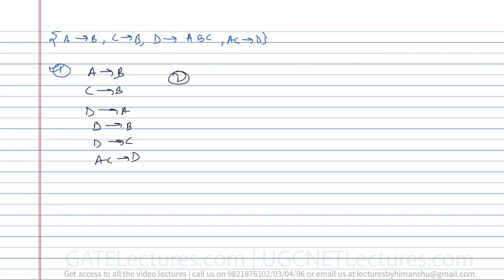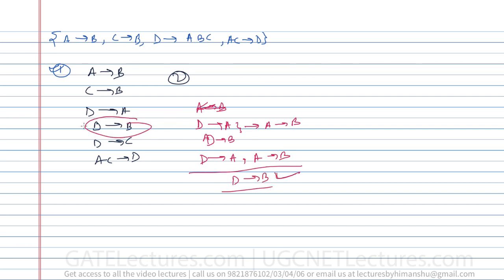Now in step 2, is there any transitive functional dependency which is occurring? You can see D determines A is there, and D determines B, and A also determines B. So D determines A determines B, so obviously D determines B. This is already present, so it is transitive, so we do not require D determines B, we can remove it.